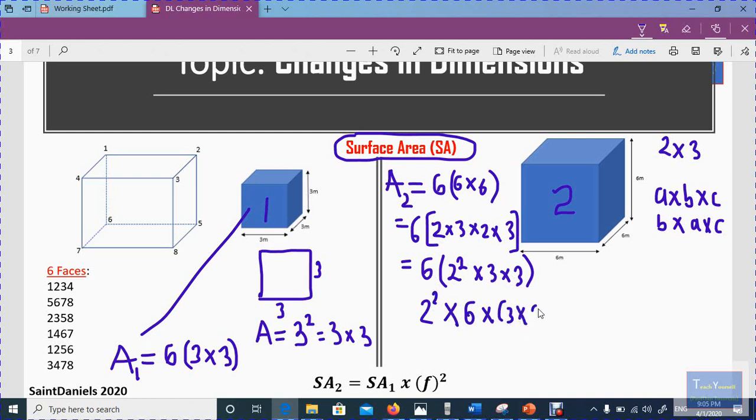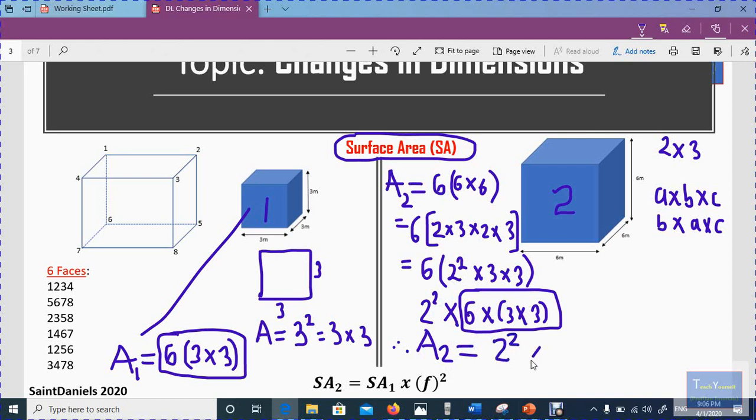3 times 3. Now, see what I'm trying to do here. Now, this 6 into bracket 3 times 3 is the same thing as what you have here, 6 into bracket 3 times 3. Okay, so that means therefore that the area of the second figure, A2, is equal to 2 squared times, what is this, 6 times 3 times 3, which is the area of figure 1. So I have the area of figure 1.